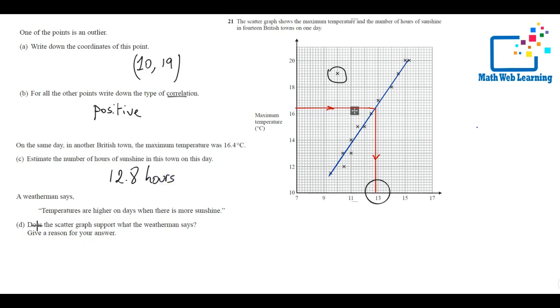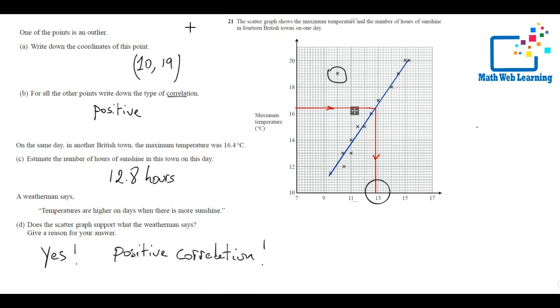That's fine. A weatherman says temperatures are higher one day when there is more sunshine. Does the scatter graph support what the weatherman says? Give a reason for your answer. Yes, it does, because it is a positive correlation. As simple as that. That's the answer to question 21.